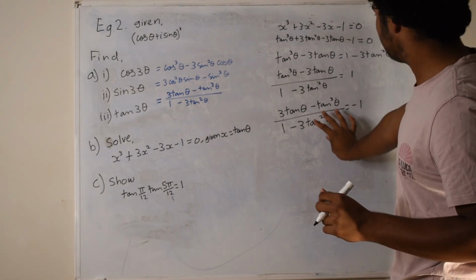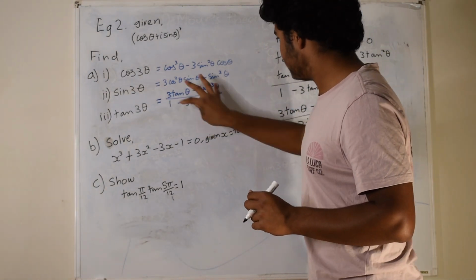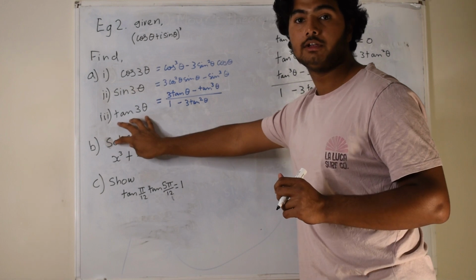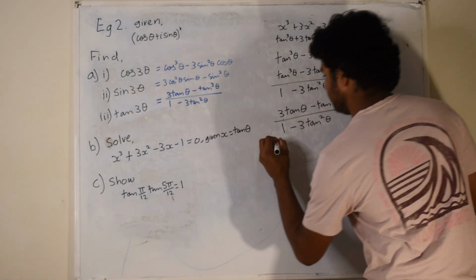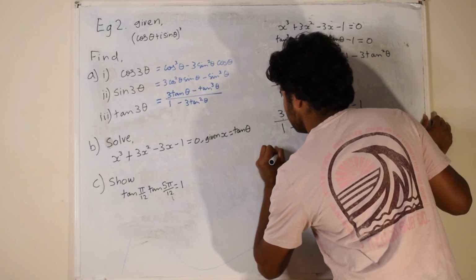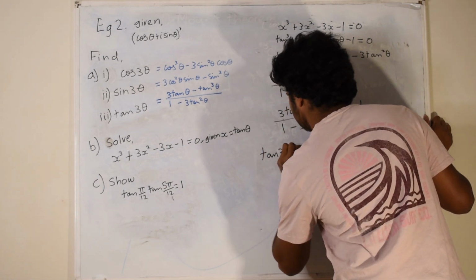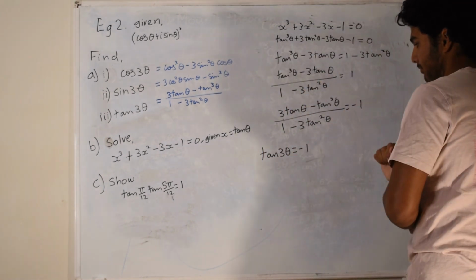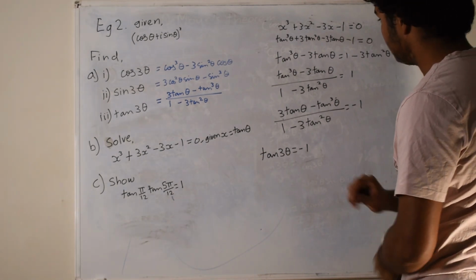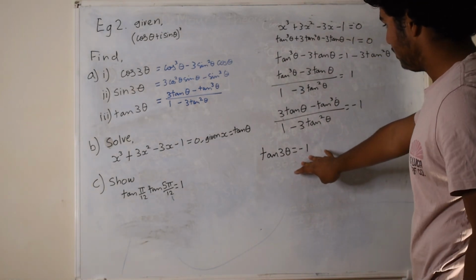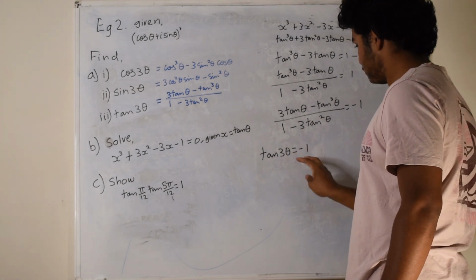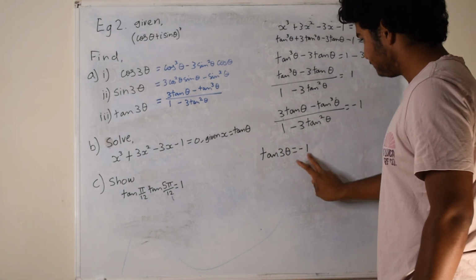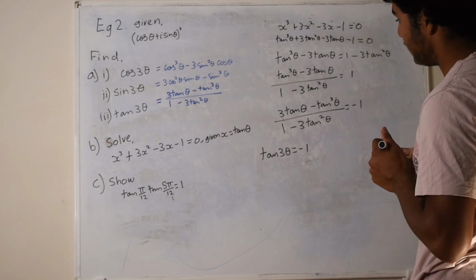What does this look familiar to? 3 tan theta, which is equal to tan 3 theta. So we can replace that with tan 3 theta. So we go tan 3 theta equals to negative 1. Okay, it gives me negative 1. But it's still not quite there for me to equate the two separate parts. So what can I change this negative 1 into? What value of tan gives me negative 1?